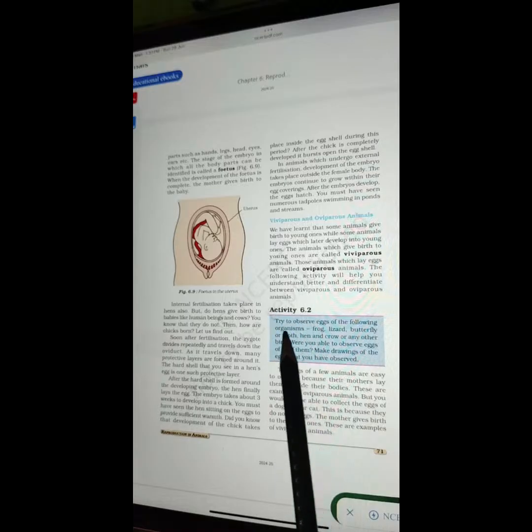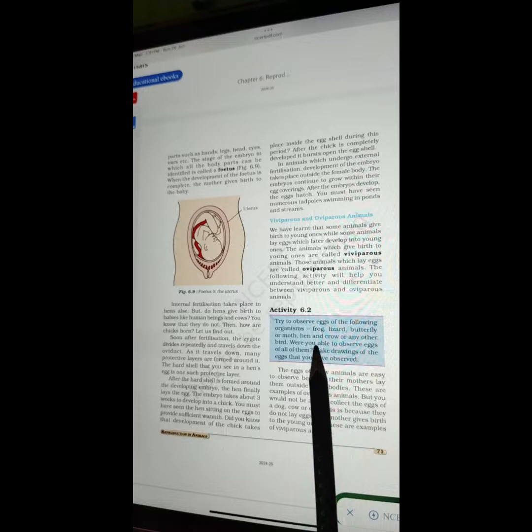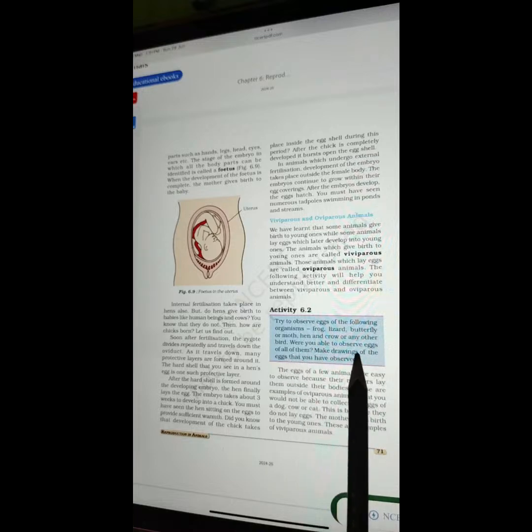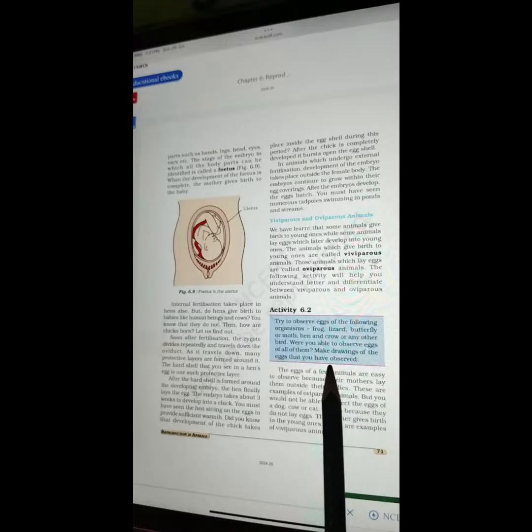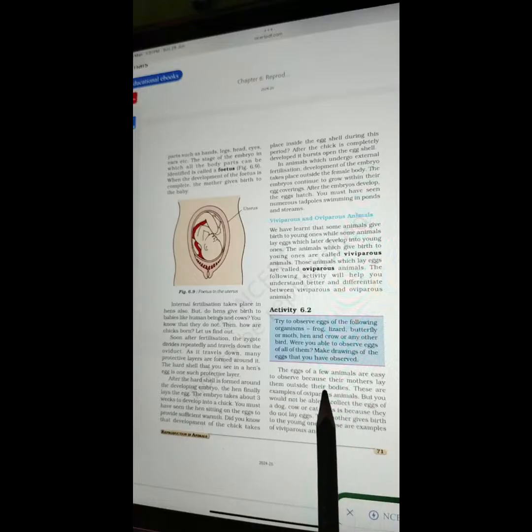Activity 6.2. Try to observe eggs of the following organisms like frog, lizard, butterfly or moth, hen and crow, or any other bird. Were you able to observe eggs of all of them? Make drawings of the eggs that you have observed. The eggs of a few animals are easy to observe because their mothers lay them outside their bodies.